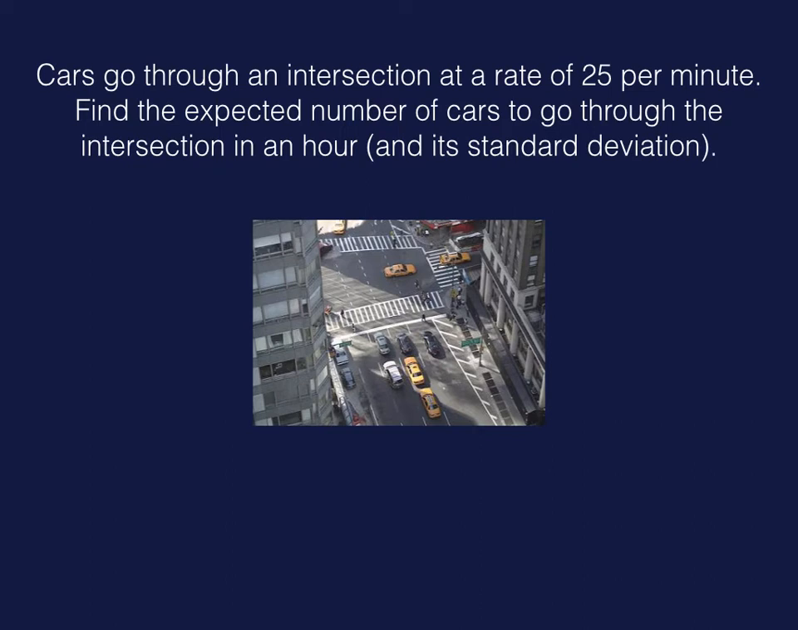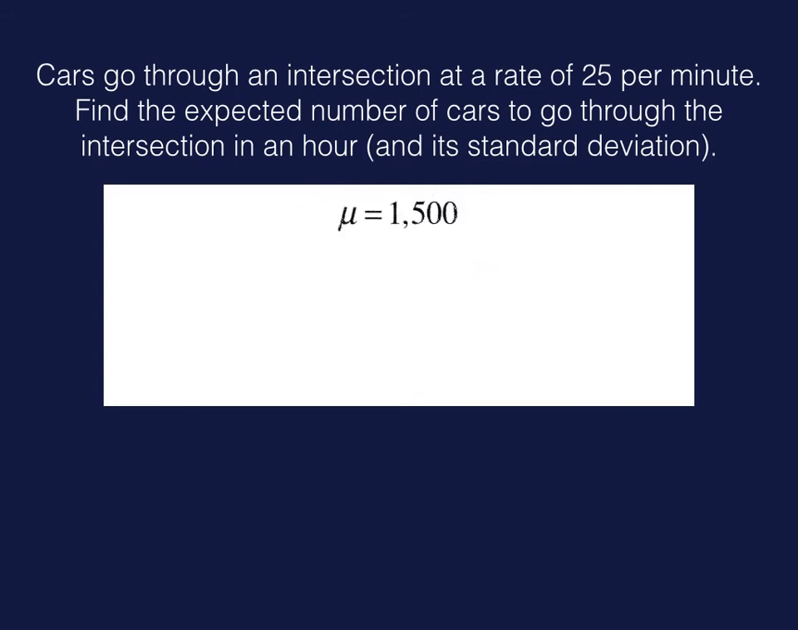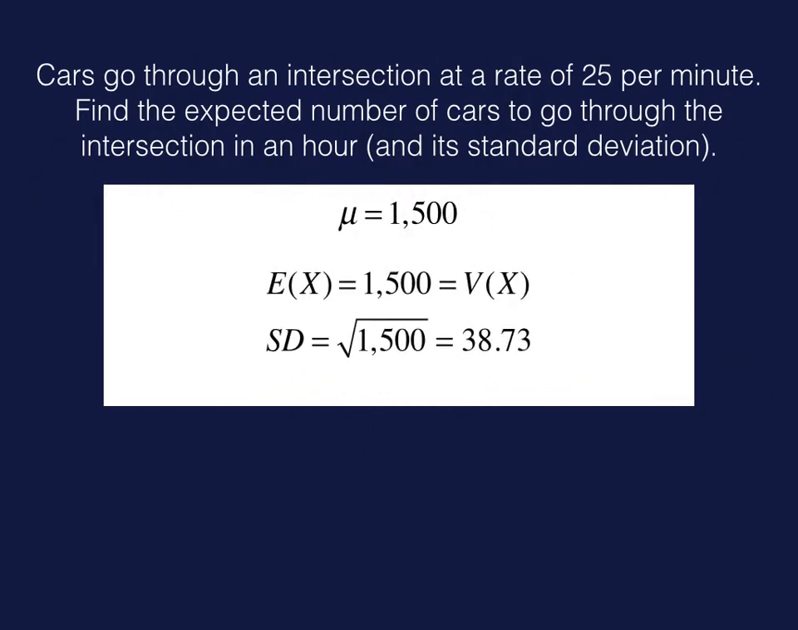So 1 hour is 60 minutes. So the expected number of cars is 1,500. And that's the expected value. Well, that's also the variance. So you square root that and you get the standard deviation.